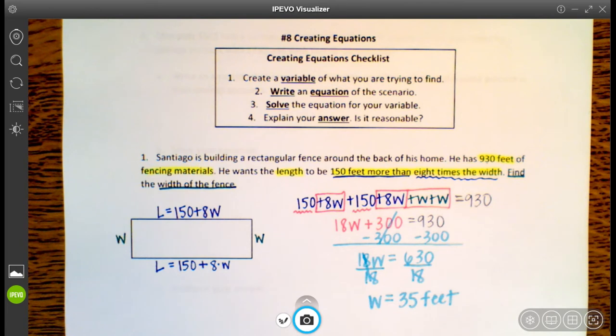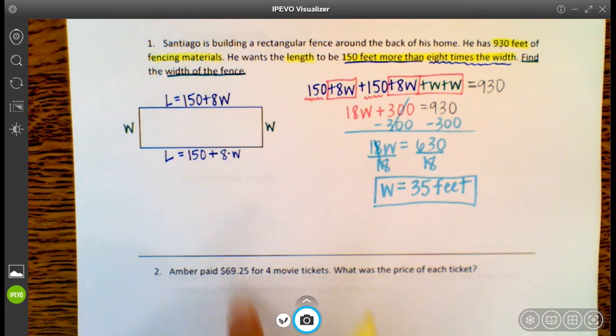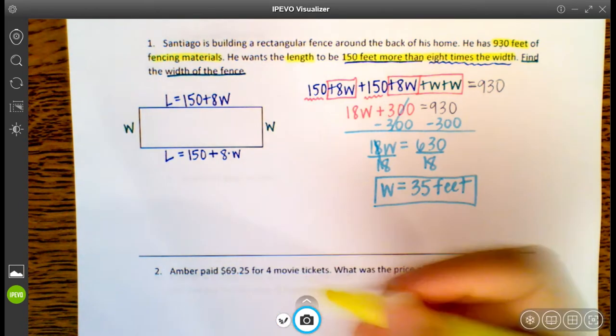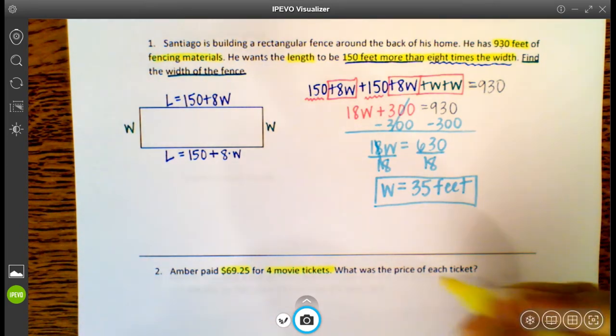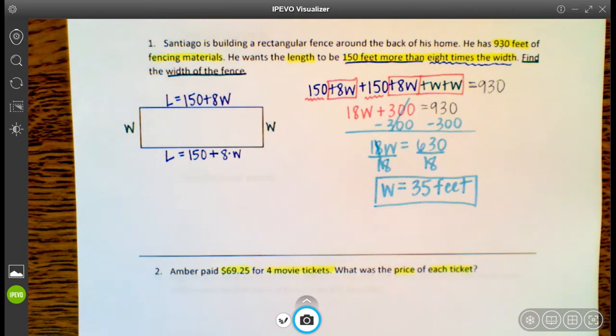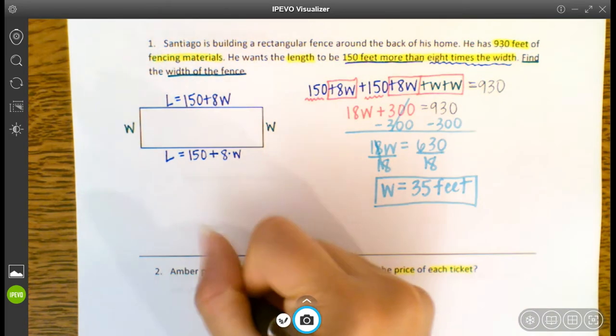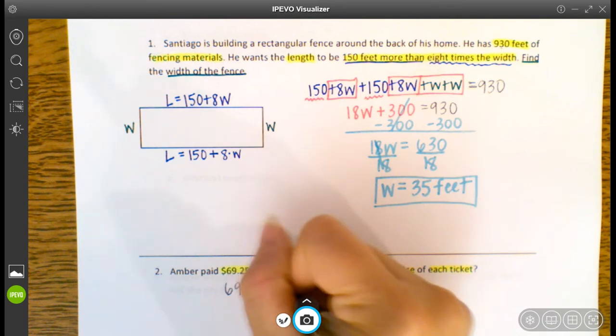All right, on to number 2. Amber has paid $69.25 for 4 movie tickets. I'm going to highlight that. 4 movie tickets cost the $69.25. They're asking us what was the price of each ticket. So for every 1 ticket, how much did you pay? Let's set up a little equation to help us figure this out. If I'm looking for the price, I know that Amber has already paid $69.25.